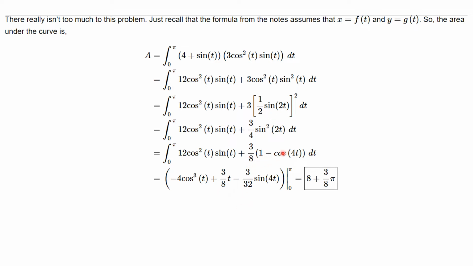And then here we get minus, and we have to do a u substitution here, 3 over 32 sine of 4t. We're evaluating this at pi and 0. Do carefully evaluate this, but when you do, you will get 8 plus 3 over 8 pi. So make sure you can do problems like this. And that concludes our quiz for the day.